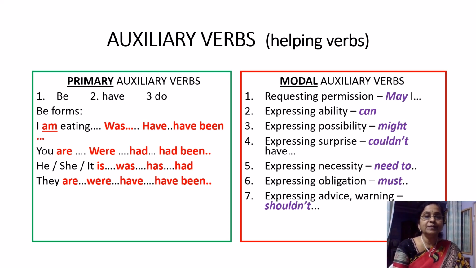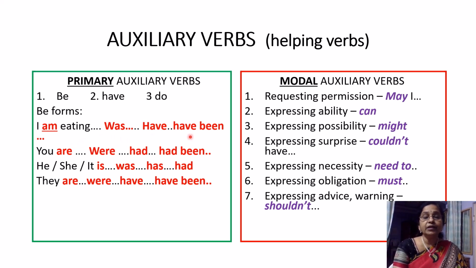The primary auxiliary verbs are be forms, have forms, and do forms. Be forms are like this: I am eating. So what is the meaning of be? Be tells the existence. It speaks about the subject's existence and it changes depending upon the subject. For example, if we talk about I, then in the present tense the be form changes like am. For example, I am eating. In the past tense, the same be form changes like I was eating. And in the present perfect, it changes like I have eaten.